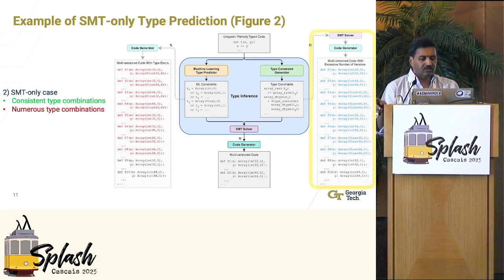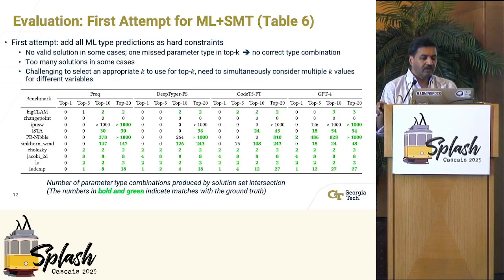So this was the right-hand side of this figure, where the nice thing is all the predictions are type consistent, but there's a large number of them, and we don't know which ones are going to be more likely. So the first attempt at trying to combine the two was saying, okay, let's take the type predictions, the top K predictions from ML, and add them as constraints in the SMT solver. If you have top 5 for a variable, you have 5 types. Add to the SMT solver that the type of the variable could be the first type, second type, or the third type, and so on.